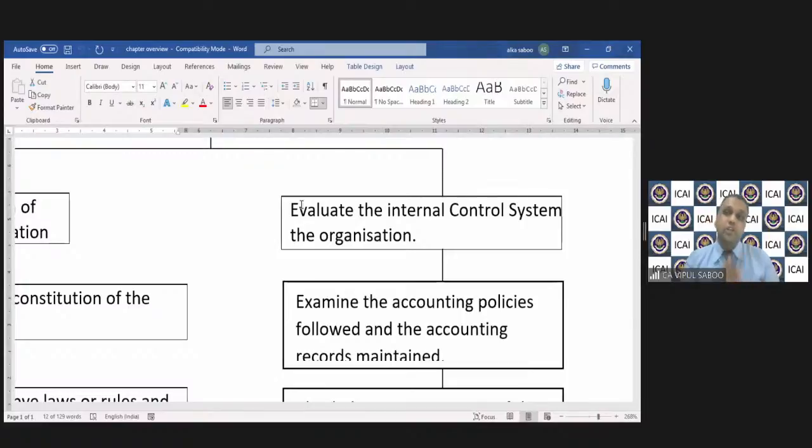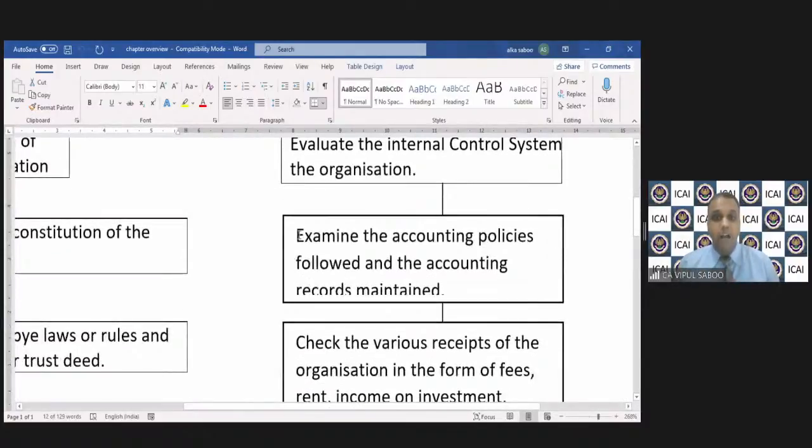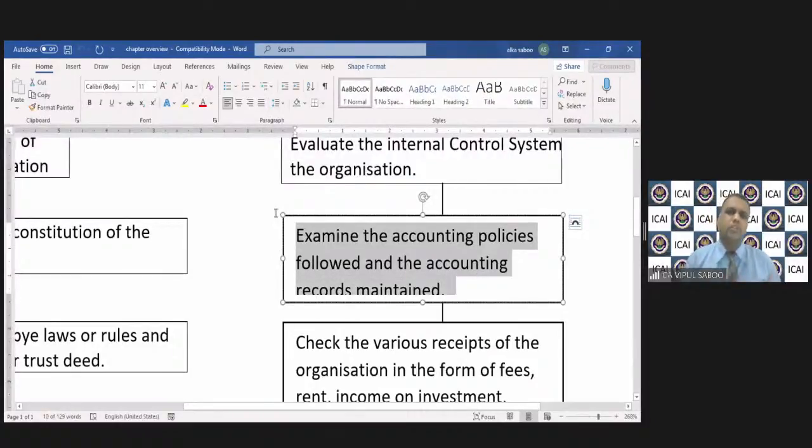If the controls are good and strong, control risk is low, so detection risk could be somewhat higher because controls are really good. So as to mitigate the risk to the lowest possible level, you have to examine the accounting policies followed and accounting records maintained. What are the accounting policies being followed? Accrual basis, cash basis, which entities are following accrual or cash. There are a lot of other policies, depreciation, everything, what kind of estimates they are using, and how the accounting records are being maintained.